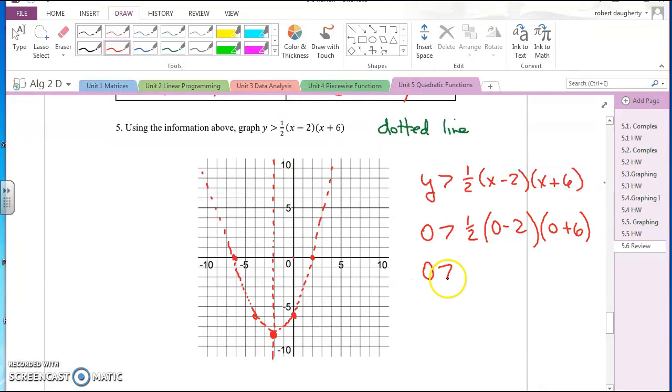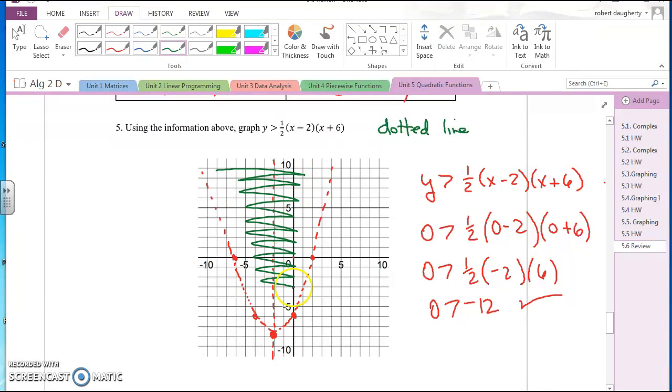So is 0 greater than 1/2 times negative 2 times 6? So is 0 greater than negative 12? The answer is yes. 0 is greater than negative 12. Therefore, this is the solution, because 0, 0 is now part of the solution. So that is the graph of the inequality that came from that intercept parabola that we just graphed.